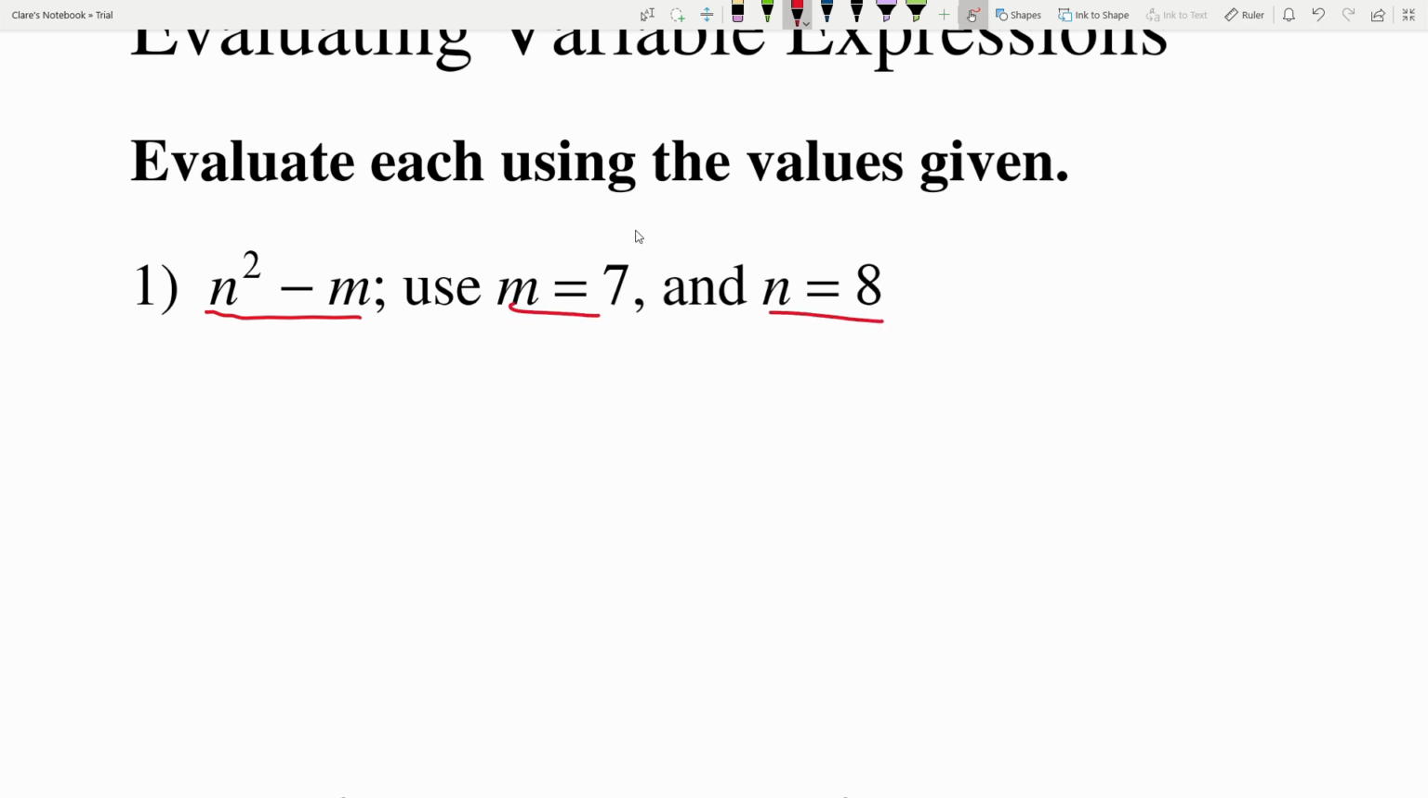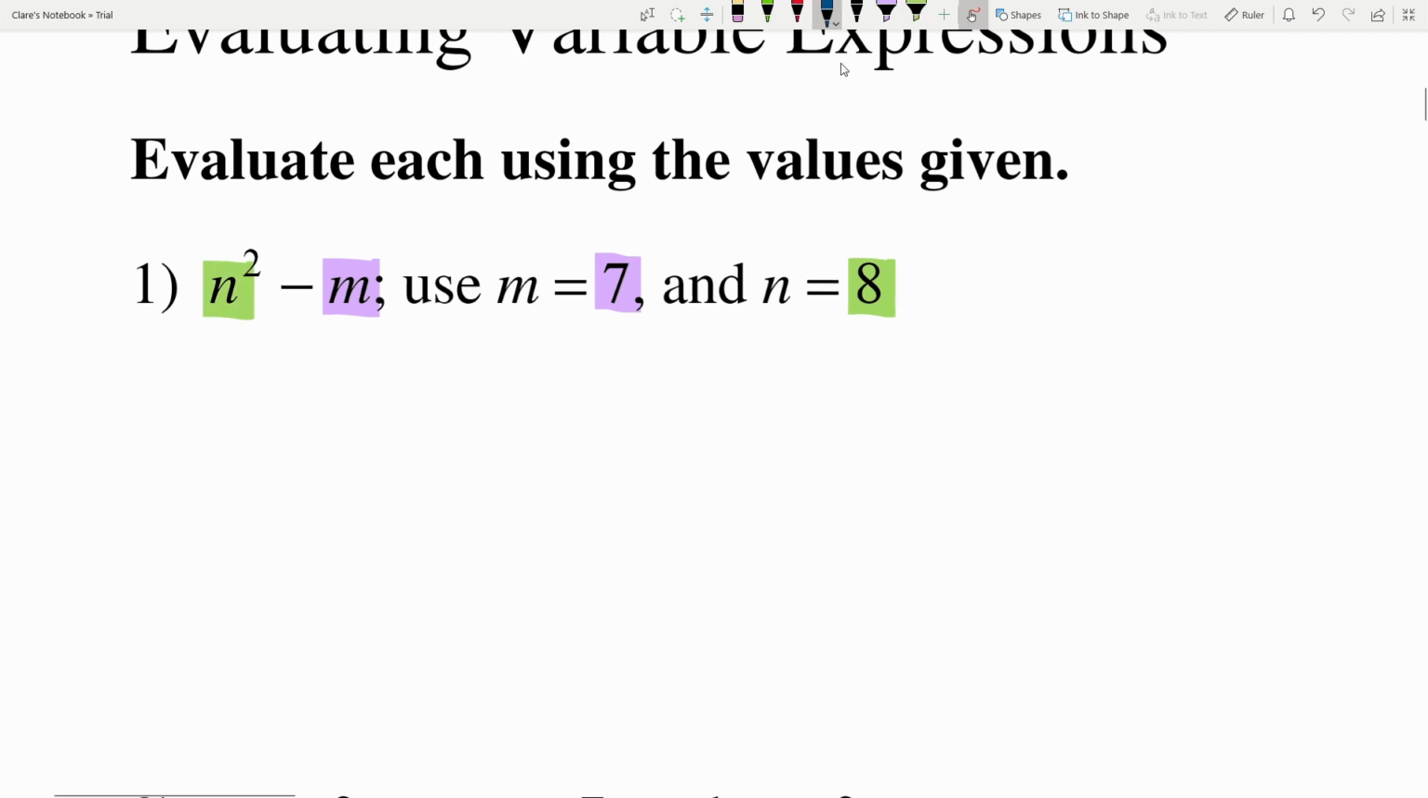What we'll do is, everywhere we see m in our expression, we're going to plug in the number value for m. So m is 7, so 7 will get plugged in for m. And n is 8, so 8 will get plugged in for n. Let me show you how we're going to do that. Again, 7 is going to go in for m, and 8 is going to go in for n.